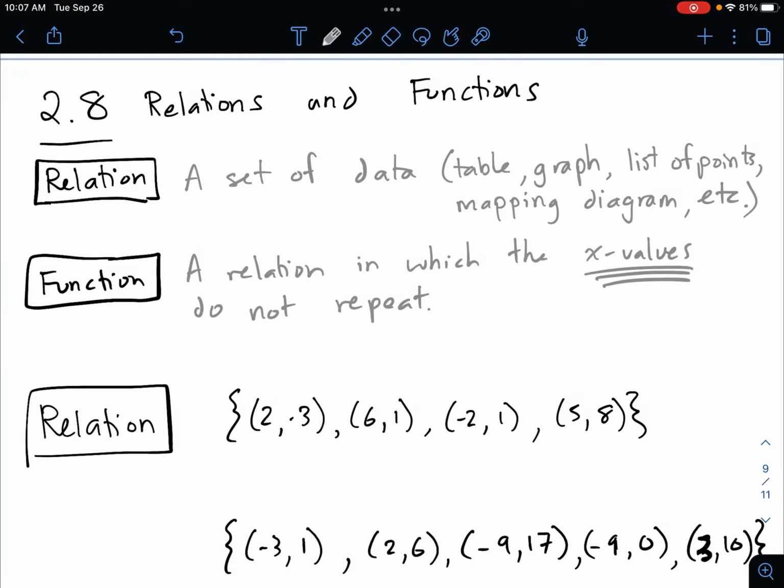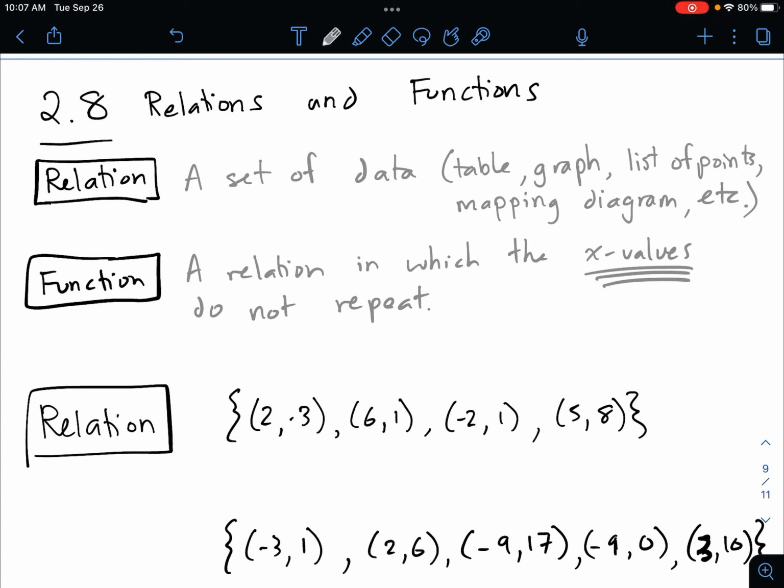2.8, we're talking about something called functions. And I'm sure you've heard of functions before, but a function is basically a set of values or ordered pairs, or it could be an equation, where it takes an input and then gives you a corresponding output. So input, we typically think of x, that's the independent variable, and then the output would be y, that's the dependent variable.